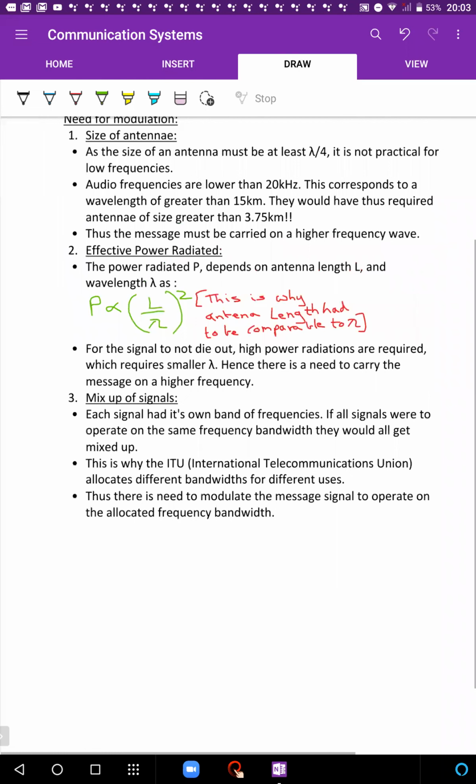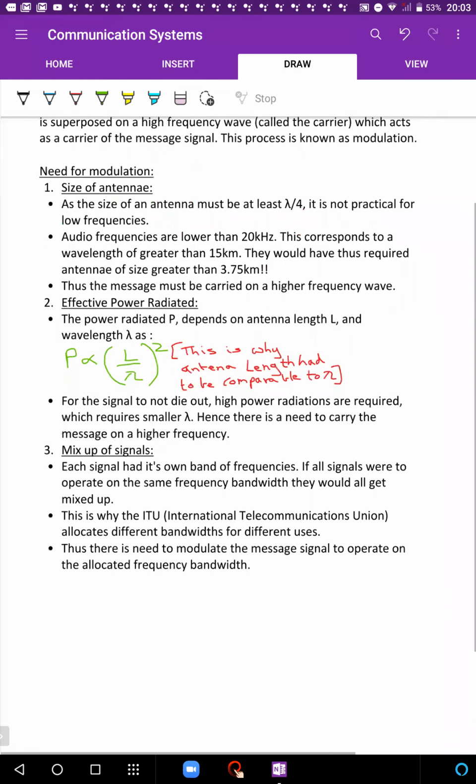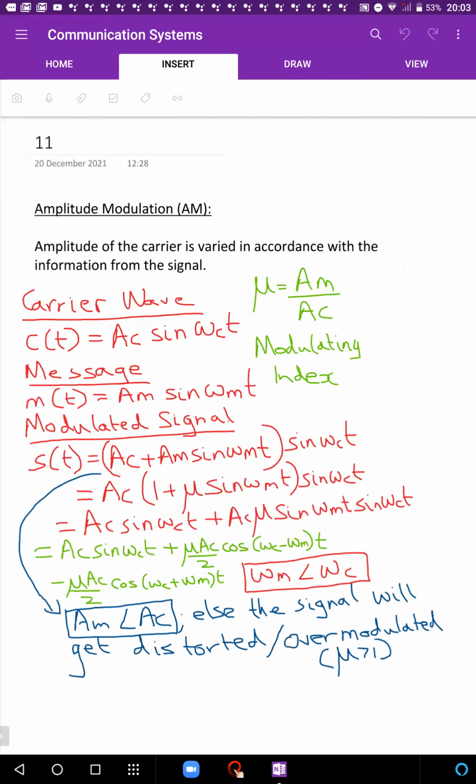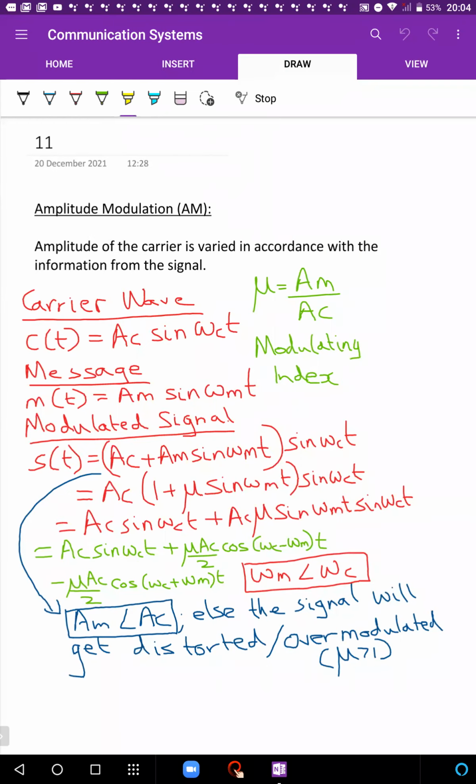All right. Last, we are reaching the end. So there are 3 types of modulation. Specifically, your syllabus has asked you to look at amplitude modulation in more detail and a little bit of frequency modulation. Okay. So amplitude modulation में क्या होता है? The amplitude of the carrier is varied in accordance with information from the signal.